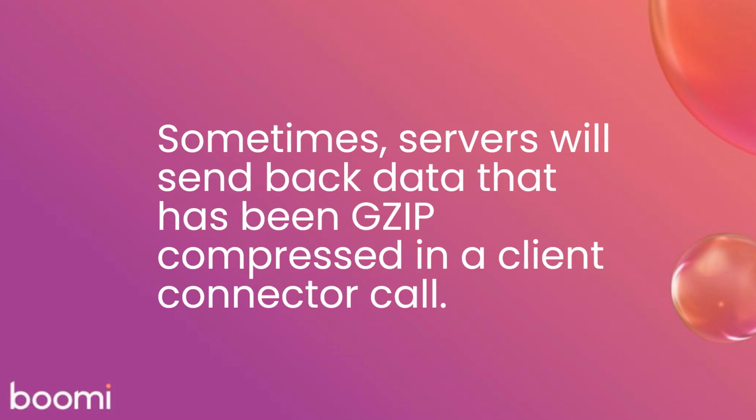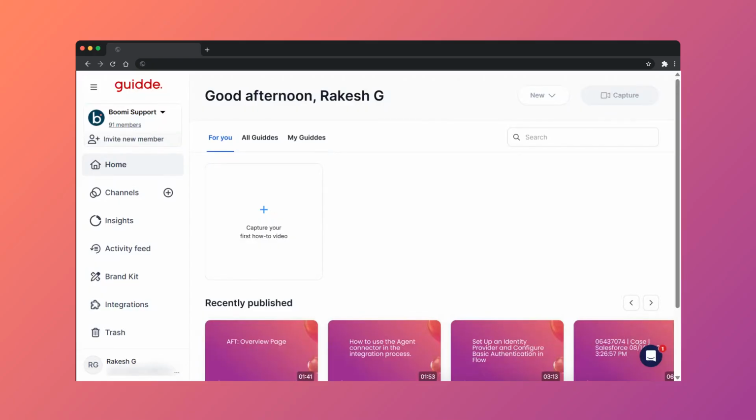Sometimes, servers will send back data that has been GZIP compressed when we call from an HTTP client connector. To ensure that data returned from an HTTP client connector is not compressed, you need to add specific headers to your request.